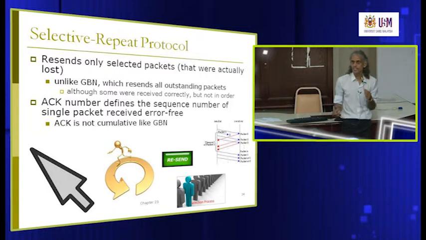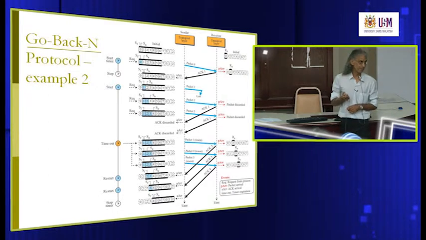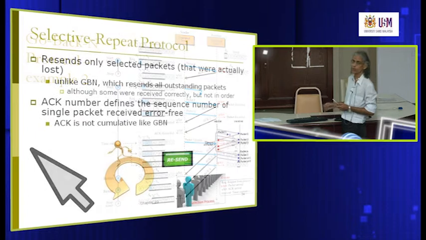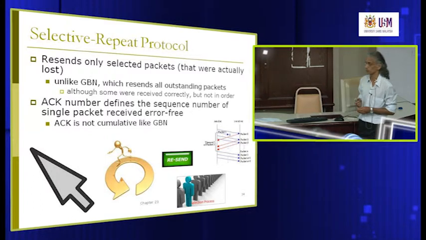Means that if you send packets 1, 2, and 3, and packet number 1 was lost, in Go Back N you have to ask to send again 1, 2, 3, because you only accept the packets in sequence. Remember earlier? You send 1, 2, 3. If the first packet was lost, you will not accept the remaining packets, and the sender has to resend all three again. So in selective repeat, we can select and say, send me this particular packet, the one which was lost. Other packets I already received. So that's the difference between this and the previous one.